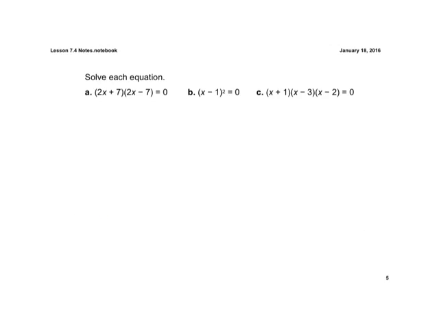Alright, a couple more examples here. We'll run through these real quick. We need to, again, use that zero product property. We're going to set each set of parentheses equal to 0. So what we have is 2x plus 7 is equal to 0, and 2x minus 7 is equal to 0. So let's go ahead and solve.